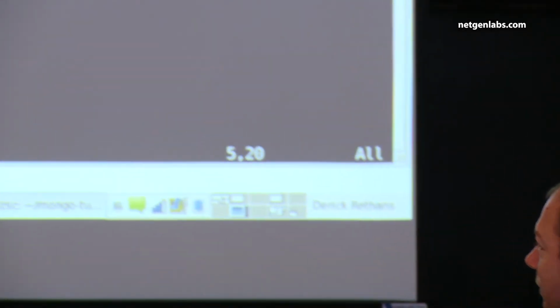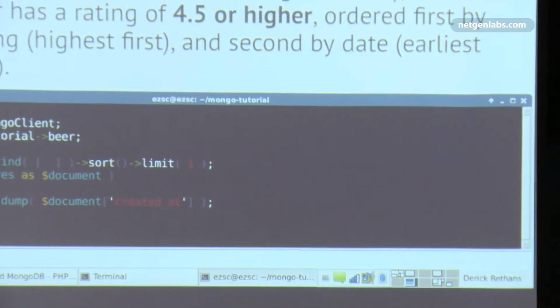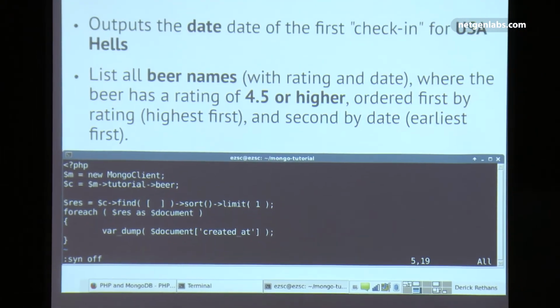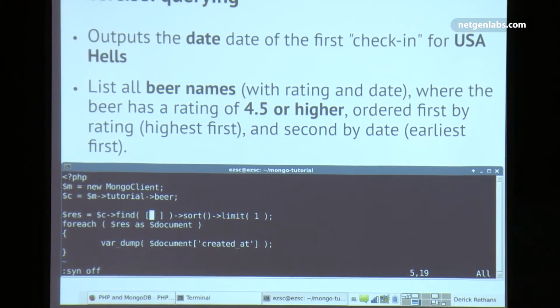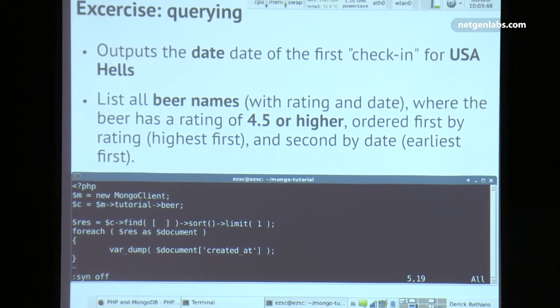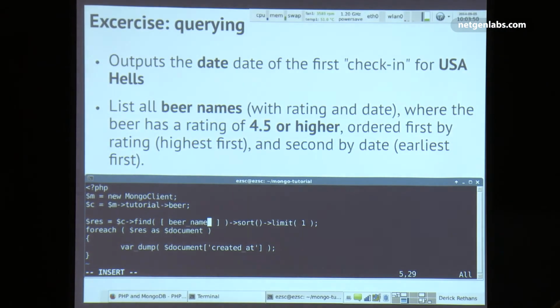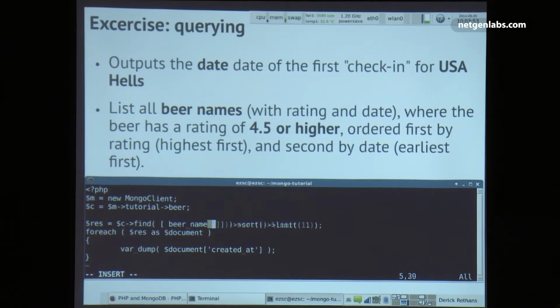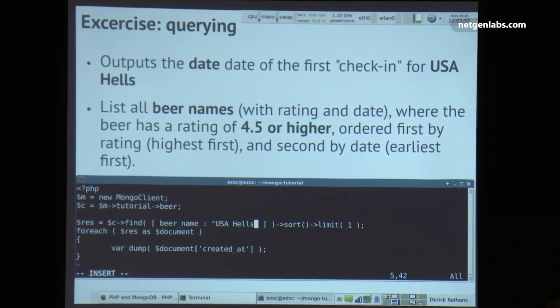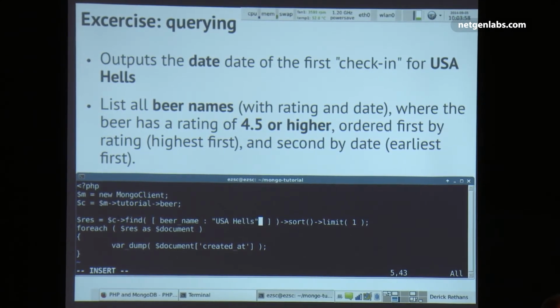All right, shall we do the first one? Anybody wants to shout out what I should type here? In between the square brackets? Is this easier to read this way? So you want me to do beer name equals USA Health. What else?